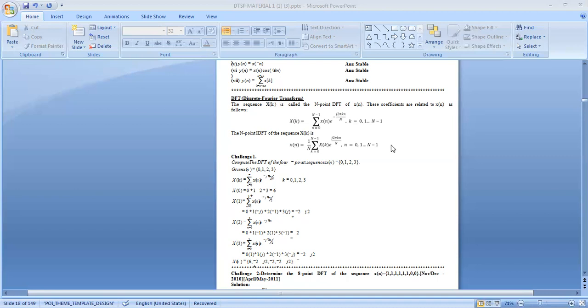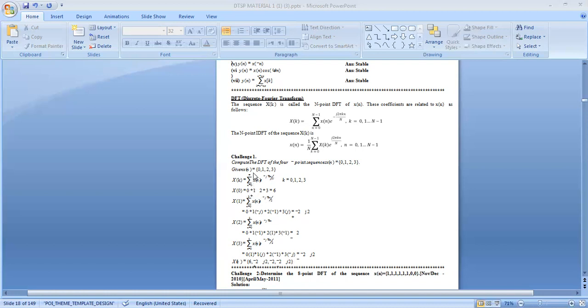Then again you have to find cos 3π/2, sin 3π/2. So that has to be carried out over here. Actually, in this expression, since the value of k is equal to 0, the entire e power j term will be 0. Only the summation of n equal to 0 to N minus 1 of x of n alone remains. That is x of 0 plus x of 1 plus x of 2 plus x of 3.